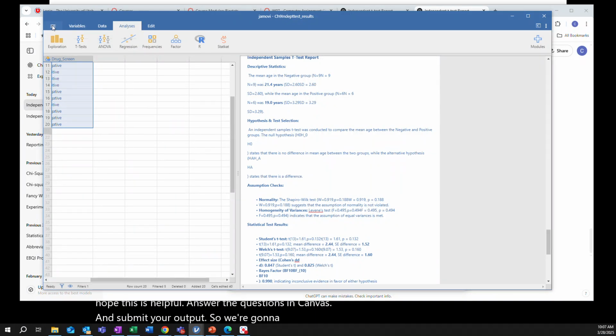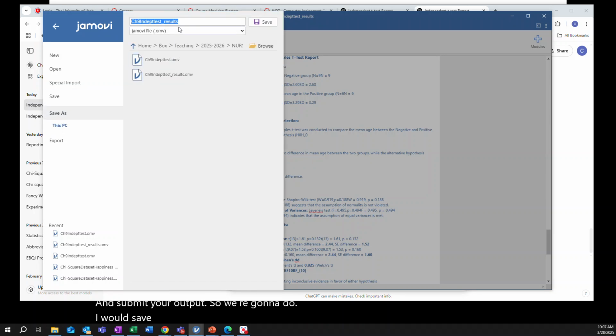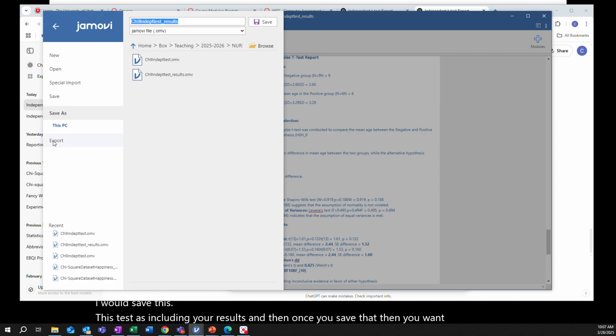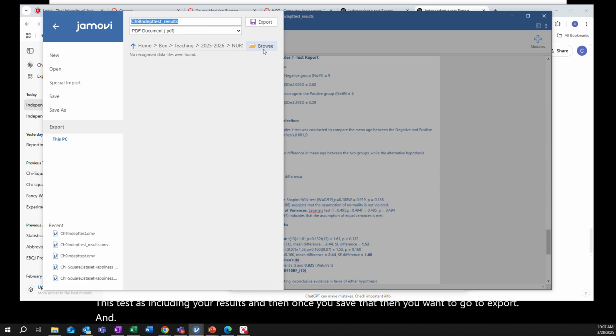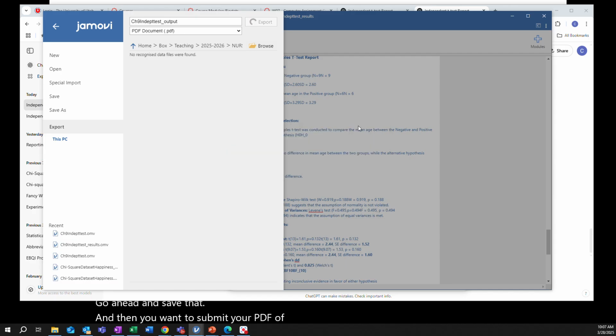So we're going to do, I would save this test as including your results, and then once you save that, then you want to go to export and browse to make sure you're in the right folder, and export PDF of your output. Go ahead and save that, and then you want to submit your PDF of your output in Canvas for your file.